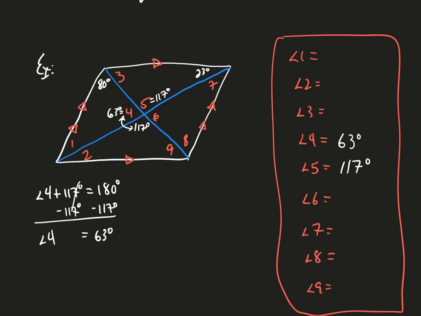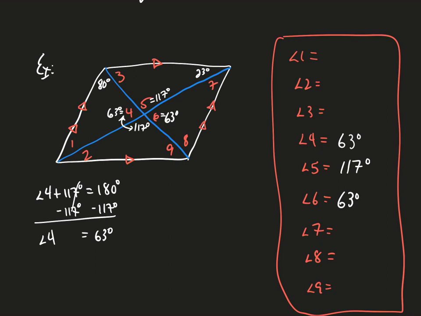That then allows us to get number 6 very easily because 4 and 6 are vertical angles. So those opposite angles must be equal to each other. So we're doing pretty well. Where else could we go, guys?